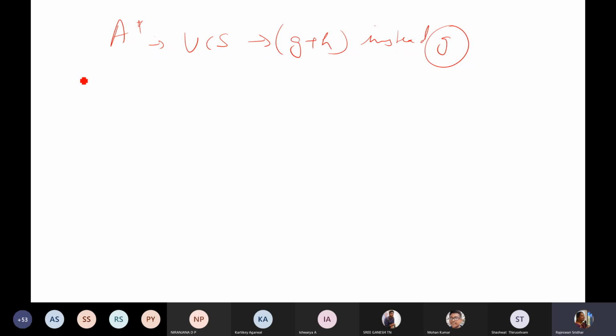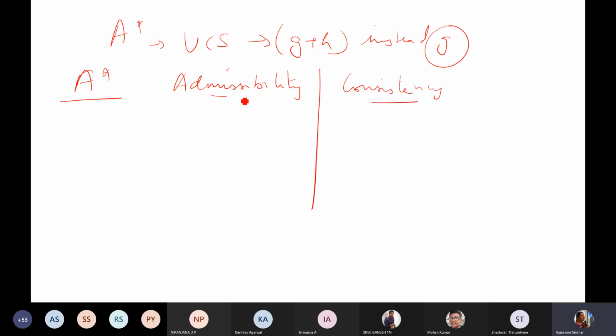Okay. So there are two conditions for optimality in the case of A star. One is called admissibility, and the other one is called consistency. The first one is called the admissible heuristic. What it basically does is it tries to not overestimate the cost. It doesn't overestimate the cost to reach the goal. That is called the admissible heuristic.